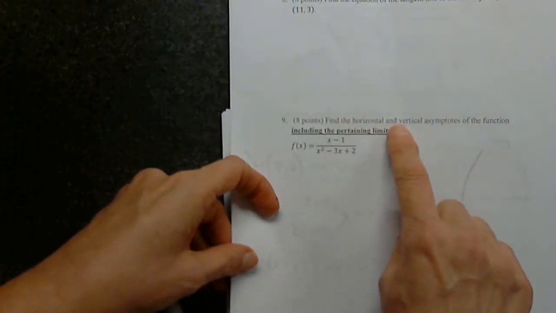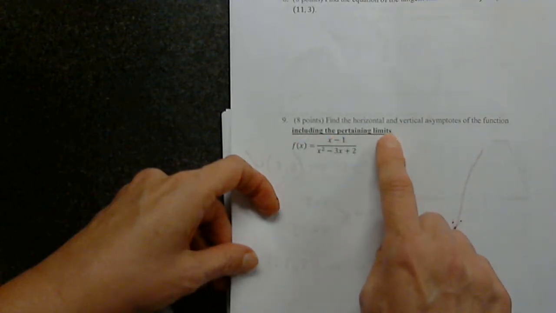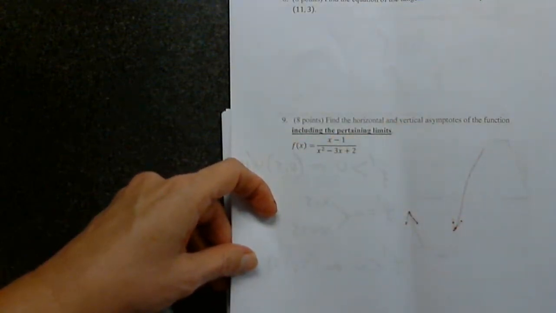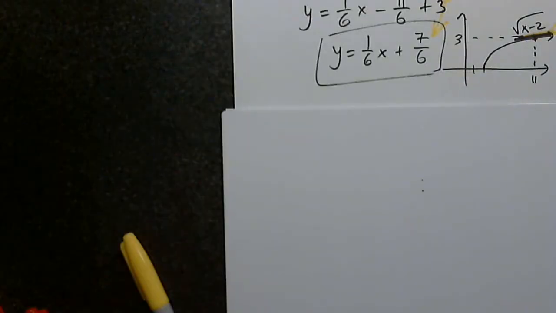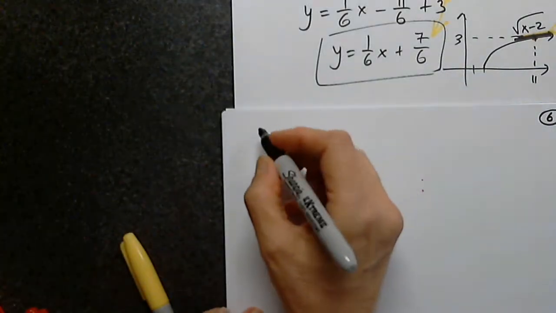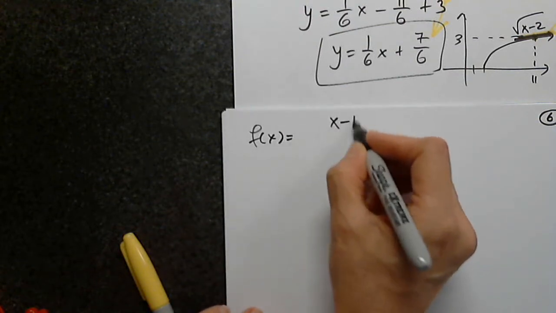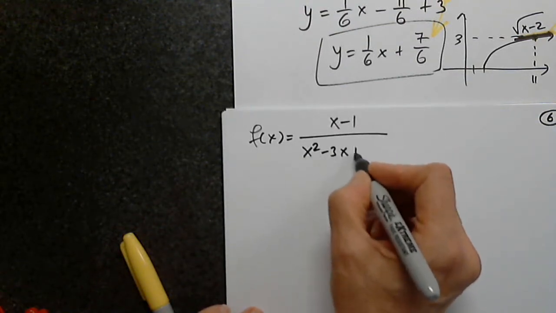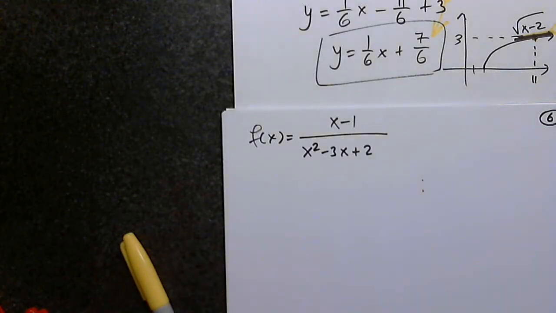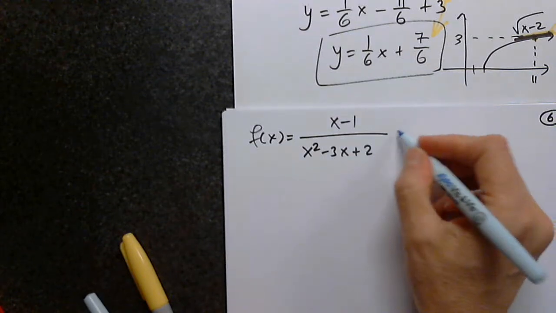Negotiation. I'll ask you to find the horizontal and vertical asymptotes of the function, including the pertaining limits. Ready? Good. Let's do it. So f of x equals x minus 1 divided by x squared minus 3x plus 2. So we're given a function. What type of function is it? Awesome. So obviously those rational functions normally have what? Vertical and horizontal asymptotes. And they may even have holes in them. So what will I have to do first then? Correct. Awesome. Thank you very much.